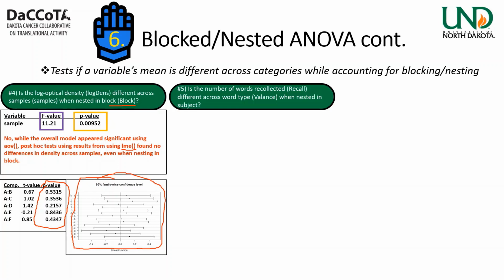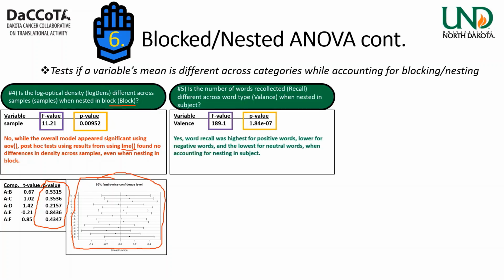Okay, turning to 5 is the number of words recollected. So these are different people doing this, different across word type, which they name variance, while nested in subject. So each subject was tested on these 3 different word types.